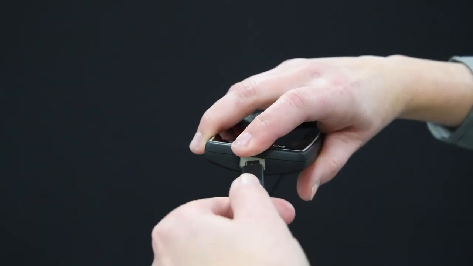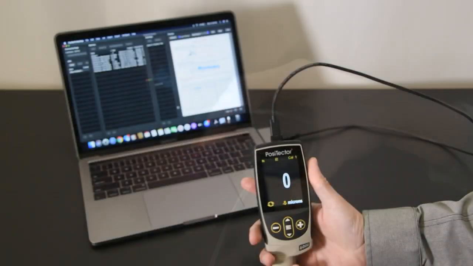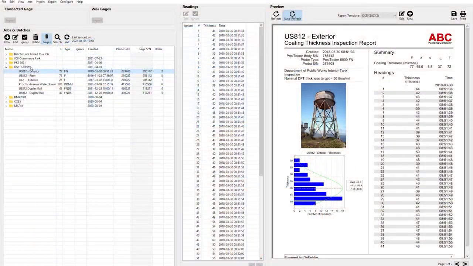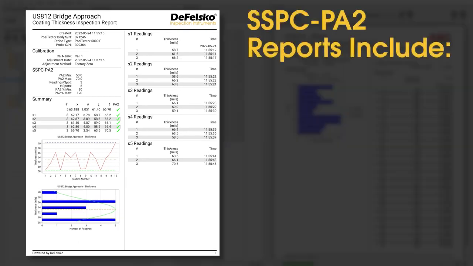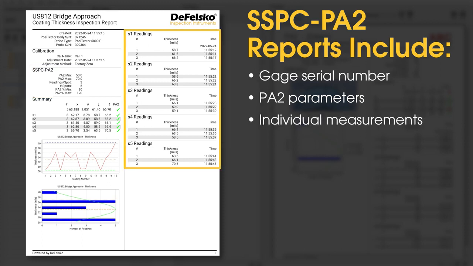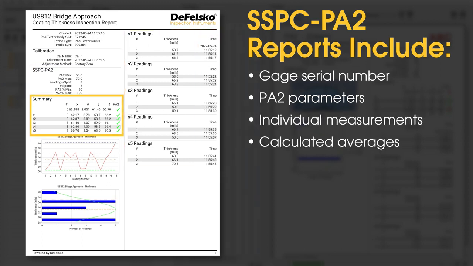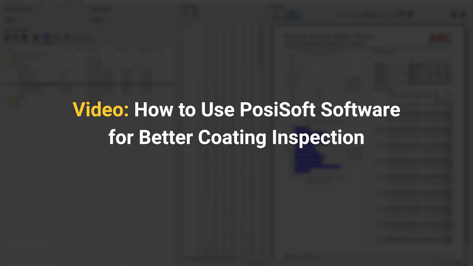Once measurements have been saved, PosiSoft software makes it easy to manage data and create professional custom reports. Simply connect your gauge via USB or Wi-Fi to quickly import your readings and save a PDF report. All information required by SSPC PA2 is presented, including gauge serial number, PA2 parameters, individual measurements with date and timestamp, calculated averages, and pass-fail conclusions. Learn more about PosiSoft software in the How to Use PosiSoft Software for Better Coating Inspection video.